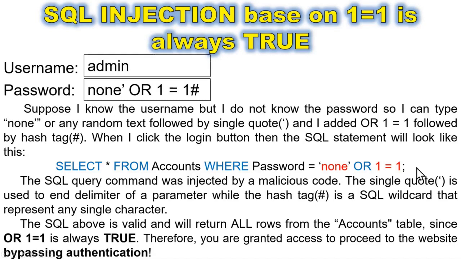The single quote is used to end the delimiter of a parameter, while the hashtag is a SQL wildcard that represents any single character. The SQL above is valid and it will return all rows from the table accounts since the logical OR with a condition 1 is equal to 1 is always true. Therefore, you are granted access to proceed to the website bypassing authentication.